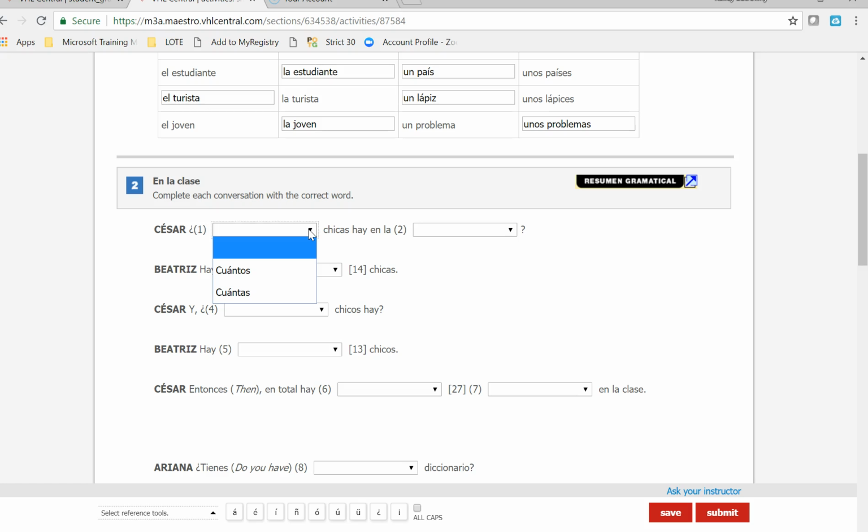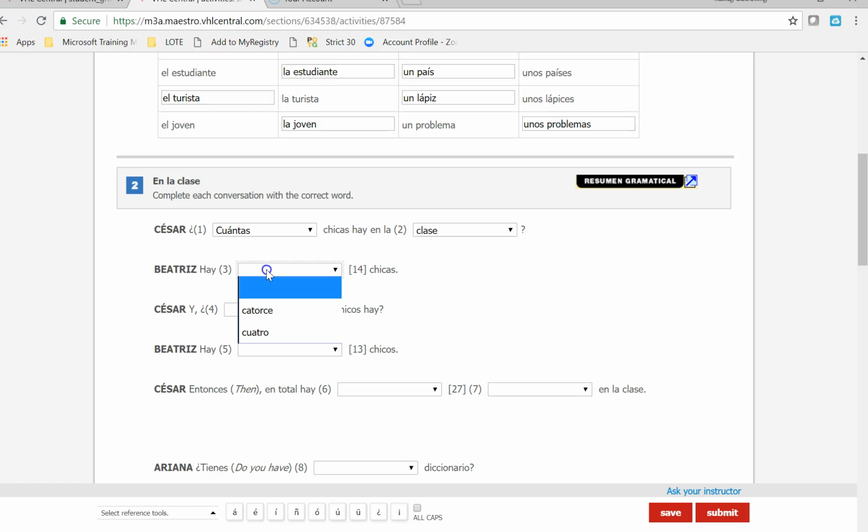So this question word means how much or how many. And since I'm asking how much or how many girls, I need it to agree. So I'm going to pick cuántas. En la clase, that means class. Maleta actually means suitcase. So la clase.